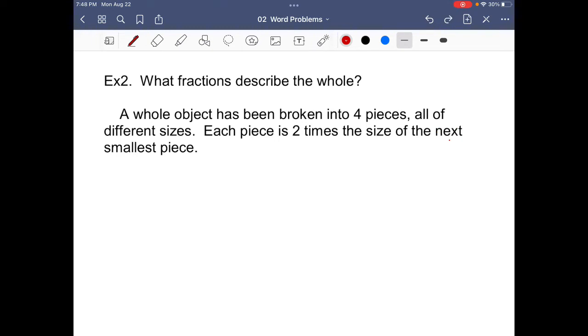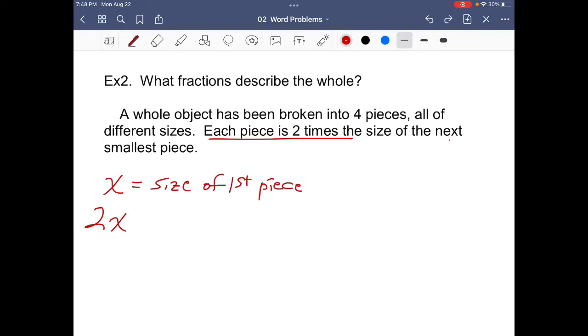Now, here's what we want to understand. We don't know how big the first piece is. So we've got to start somewhere. So we're going to start with x. x is the size of the first piece. Now, once you know that x is the first piece, it says that each piece is 2 times the size of the previous. So how do I represent 2 times this piece? Well, that's pretty easy. It's just going to be 2x. Do you understand that that's the size of the next piece?